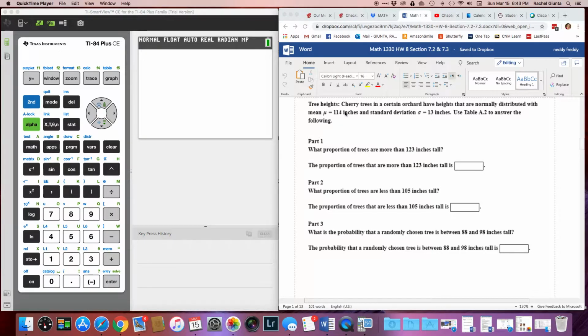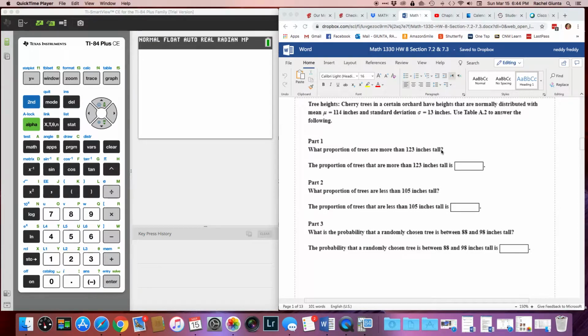So this first one says cherry trees in a certain orchard have heights that are normally distributed with a mean of 114 inches and a standard deviation of 13 inches. It says to use the table, but you can use the calculator for all of them. So at least at this point, don't worry about using table A2 for any of these. What proportion of the trees are more than 123 inches tall?